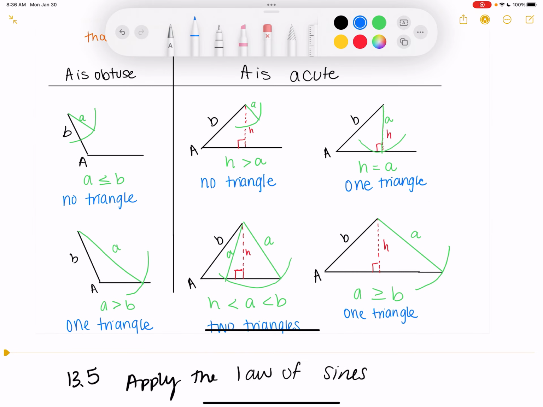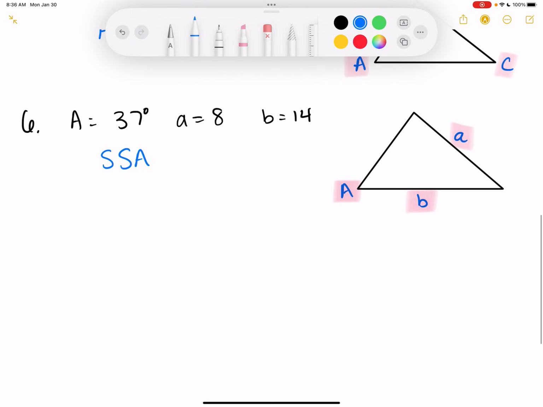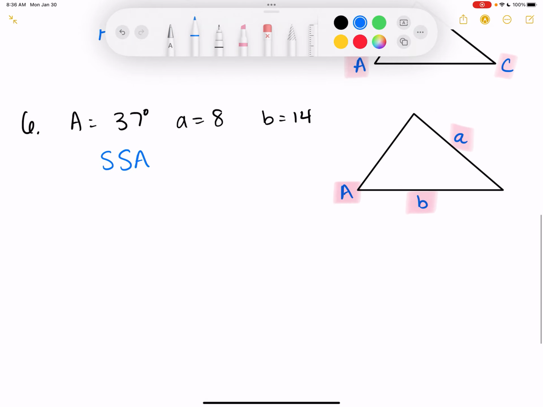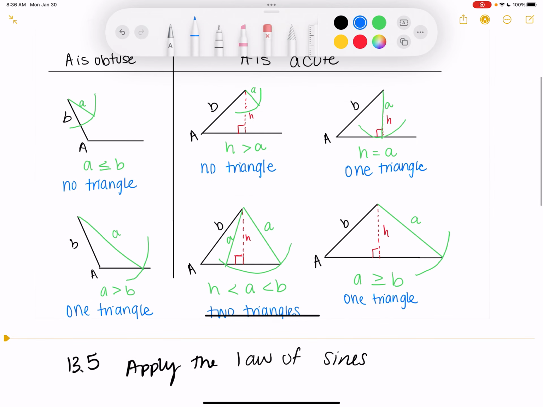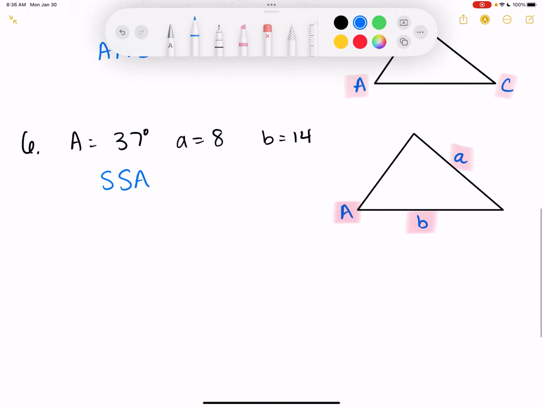So I'm going to look up here. And if there's any situation, is A greater than or equal to B? No. So that means I have to find H because every other scenario involves H. So H is equal to B sine A. So that's going to be 14 sine of 37. And then you would need to use your calculator to find that value in degree mode.